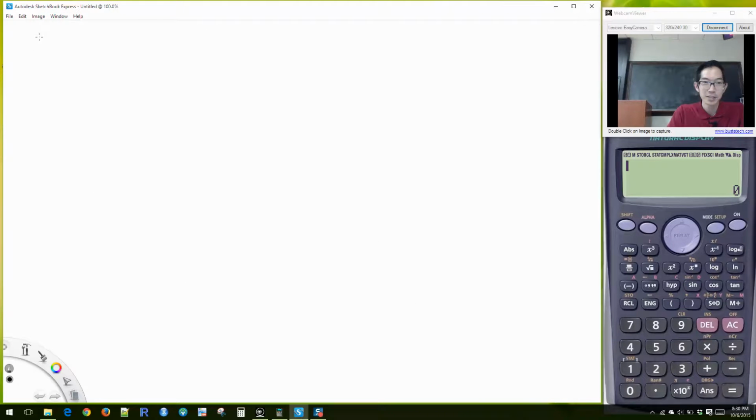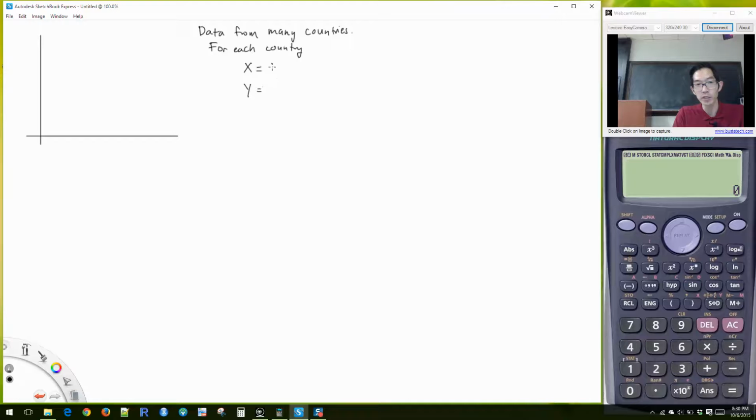All right. Okay, so let's talk about this. Maybe we're going to look at many different countries. Our data is from many countries, and for each country we gather two variables. X will be the life expectancy for men, and then Y will be life expectancy of women.